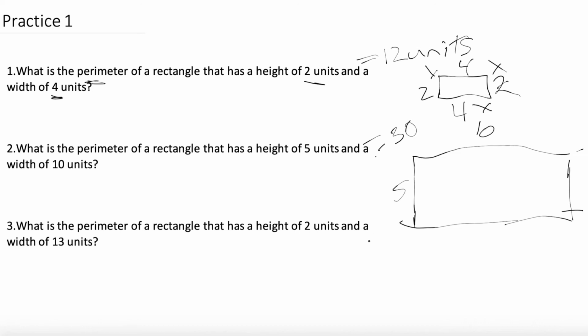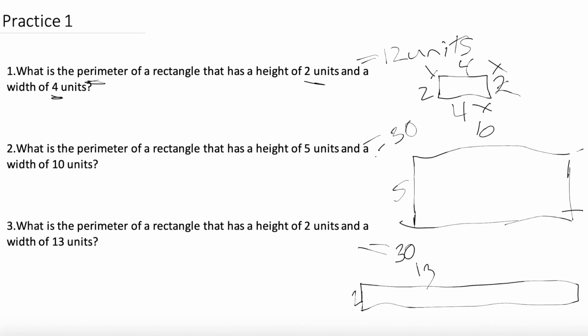Now the perimeter of a rectangle that has a height of 2 and a width of 13 units. This is kind of long, but I think that's about as good. So 2 and 13, and we add them all together again. 2 plus 13 equals 15. And 15 plus 15 equals 30 again. So we get 30 again for our final answer.